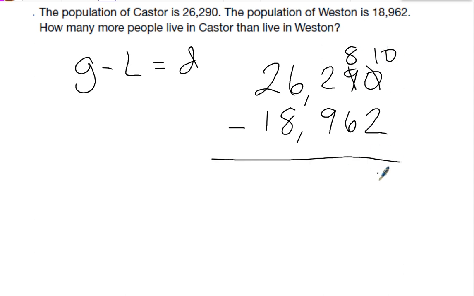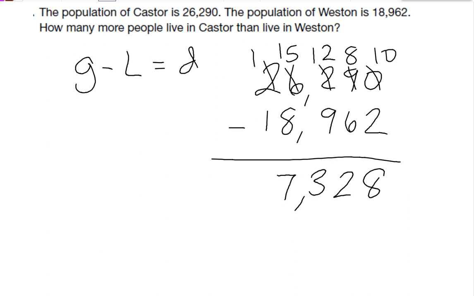We need to borrow. 10 minus 2 is 8. 8 minus 6 is 2. Borrow. 12 minus 9 is 3, comma, and borrow. 15 minus 8 is 7, and 1 minus 1 is 0. So there are 7,328 more people in Castor than in Weston.